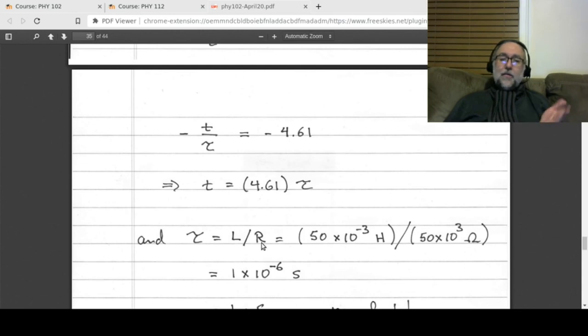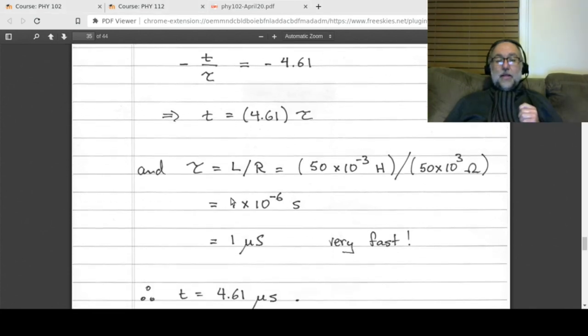R is 50 kiloohms, so that's 50 times 10 to the 3 ohms. If you divide this out, that's 1 times 10 to the minus 6 seconds. 10 to the minus 6 is a microsecond. So the time constant here is really short. It's only 1 microsecond. Okay, so this is very fast.